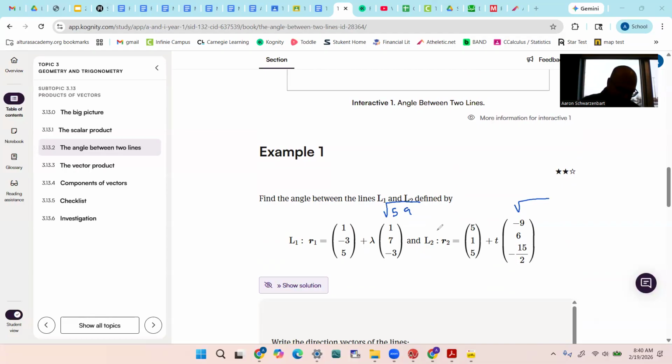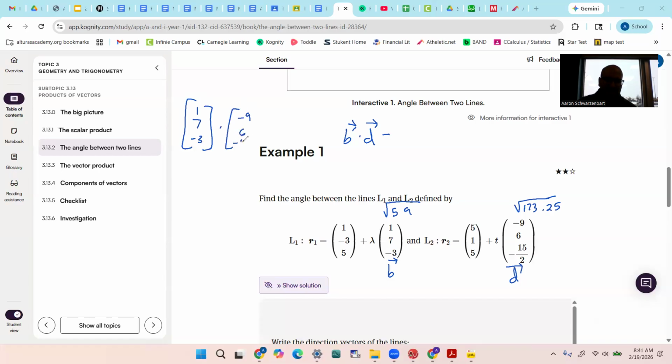Six. I'm going to call them B and D, just for notation purposes. I suppose you could write this as 1, 7, -3 dot -9, 6, -15 halves. So we're only using the direction vectors, not the point. Because I'm trying to find the angle between them. The angle is based entirely on direction.